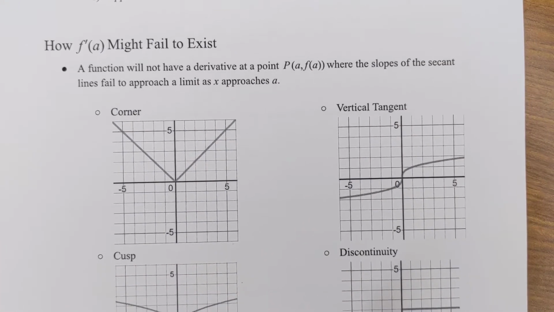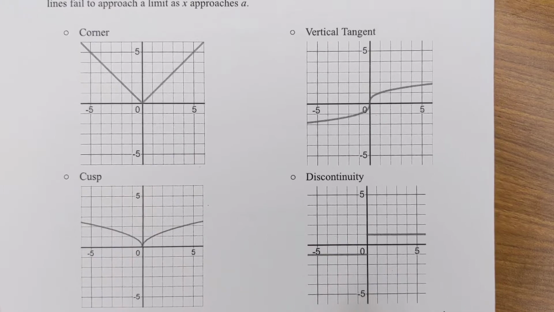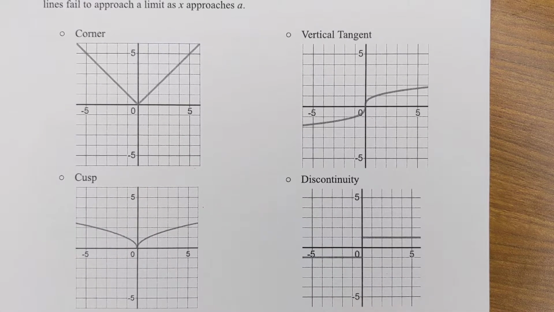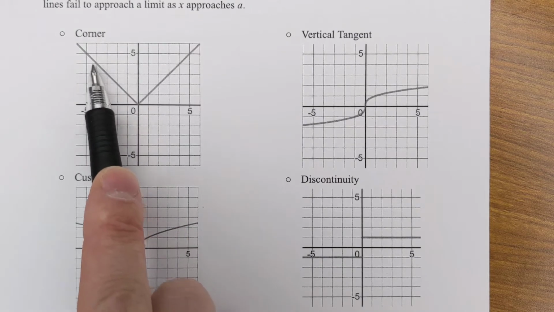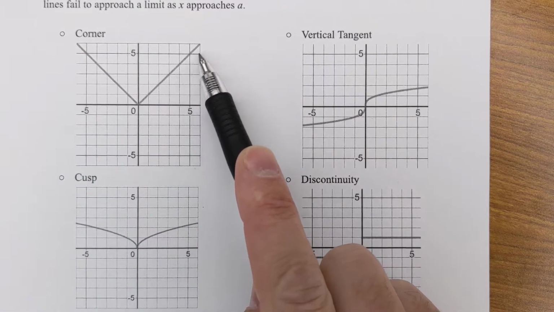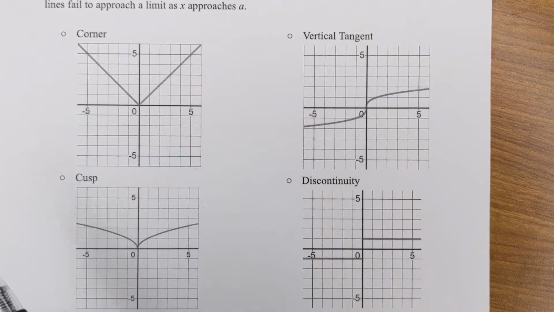Okay, so these four cases are when you do not have a derivative at some value. If you have a corner, there is no derivative. That's because the derivative from the left and the derivative from the right are not equal. This one is -1, that one's +1.